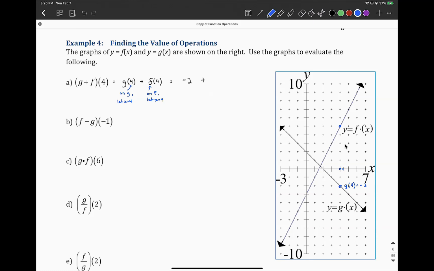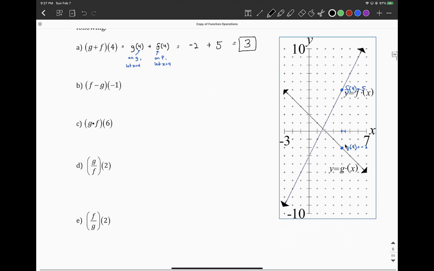And f of 4 is up here. That's the graph called F, the one pointing up. And it's at the end. This is now the coordinate 4, 5. And now I have my values. They're asking us to add, and they add up to 3. Let's keep going.